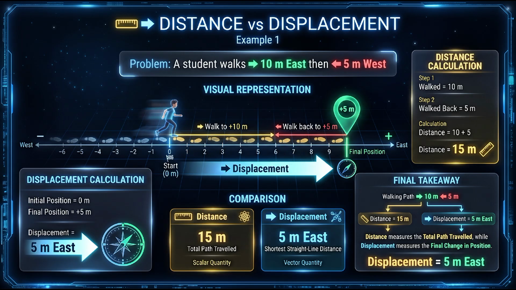Distance depends on the actual path traveled, whereas displacement depends only on the initial and final positions. This example clearly shows the fundamental difference between these two physical quantities. Distance tells us how much ground an object has covered, while displacement tells us how far and in which direction the object has moved from its starting point. Therefore, the final answers are distance equals 15 meters and displacement equals 5 meters east.